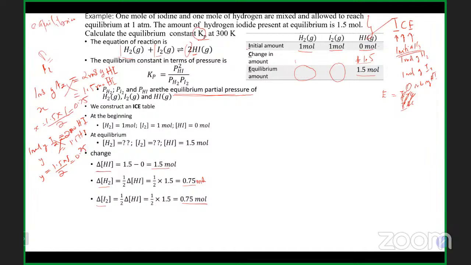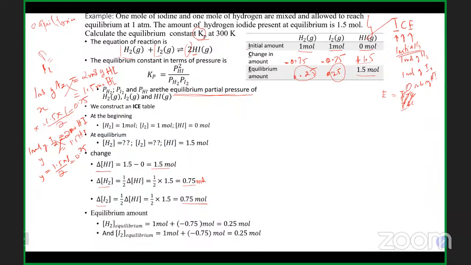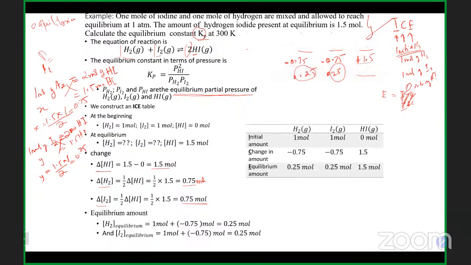So this has changed by 0.5. This has changed now by 0.75, but this one is a reduction, so we have minus. Also, this has changed by 0.75, and being that it is a reduction, it is negative. So what is left at equilibrium will be 1 minus 0.75, which is 0.25, and similarly 0.25. So the complete table is as given.